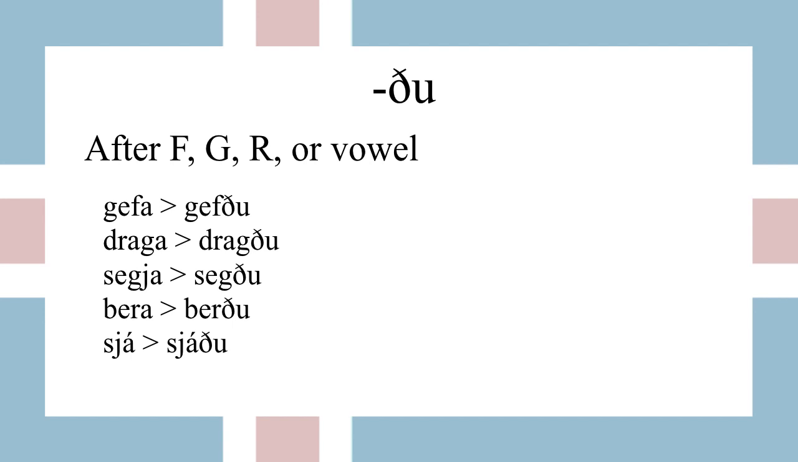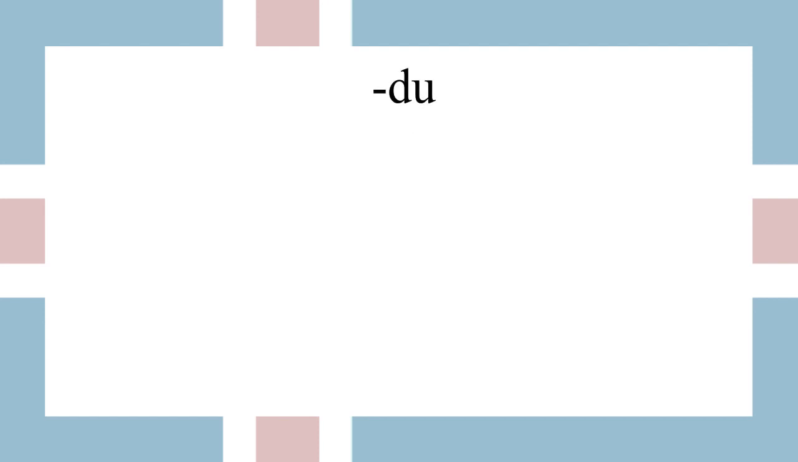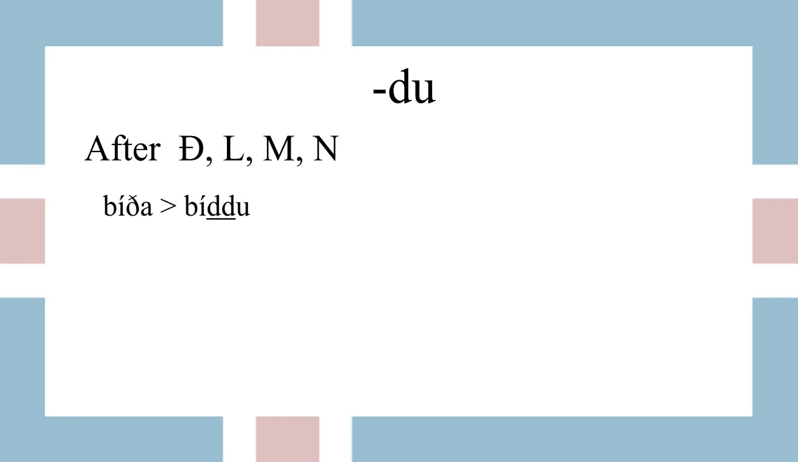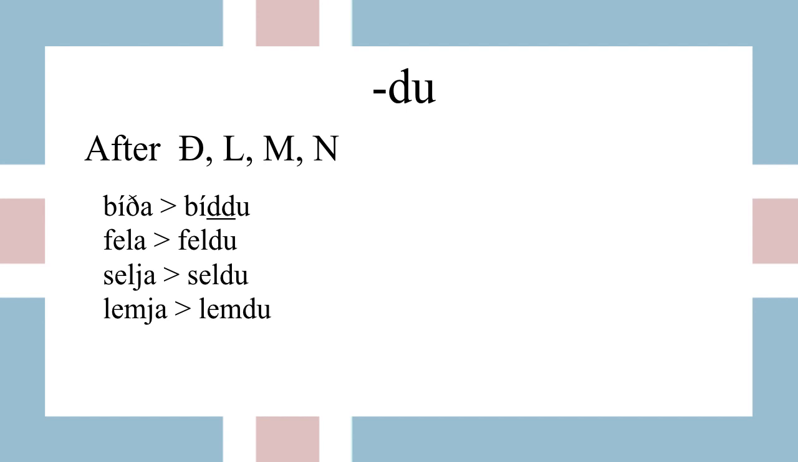Now the one exception to this rule is að vera, to be, which becomes vertu. It doesn't take an ðu like you would think, it takes a tú. Now let's look at the ending dú. You will add this ending when the final consonant is an ð, el, m, or n. For example, bíða becomes bítu. And notice here also that if it is an ð, the ð will also change into a t, so you have two t's. So bíða becomes bíttu, fela becomes feldu, selja becomes seldu, and notice there that the final consonant is an el, not a joð. Lemja becomes lemdu, and skína becomes skíndu.